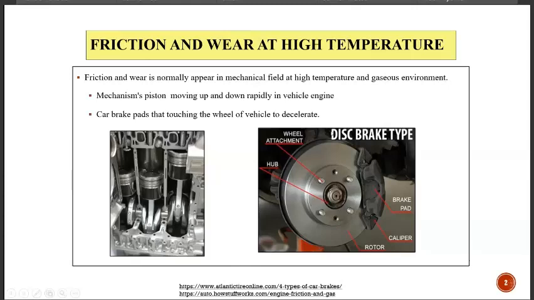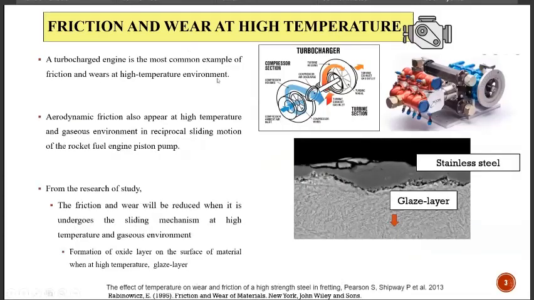Another example is the car brake pad touching the wheel of the vehicle to decelerate it. Another is the turbocharged engine, which is the most common example of friction and wear in high temperature environments. Throughout these three examples, we know it is important to study the tribological behavior of a material in the presence of friction and wear at high temperature and gaseous environment, under linear reciprocal sliding motion like the piston motion just now.